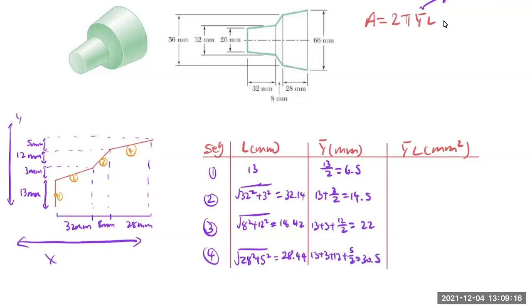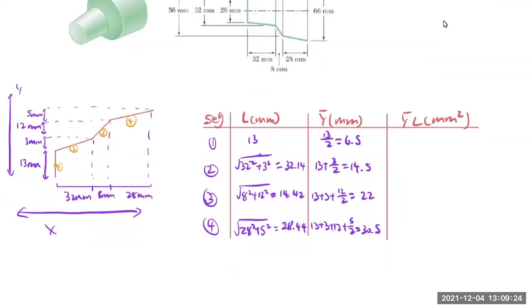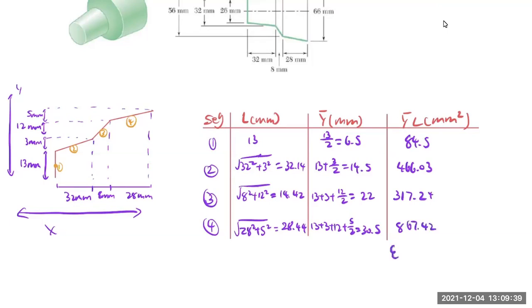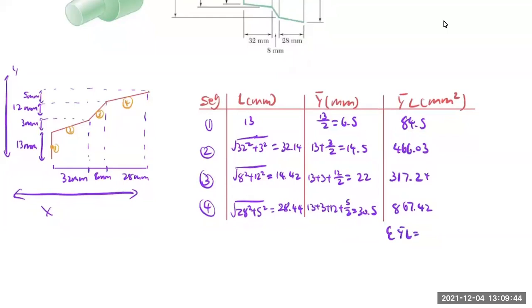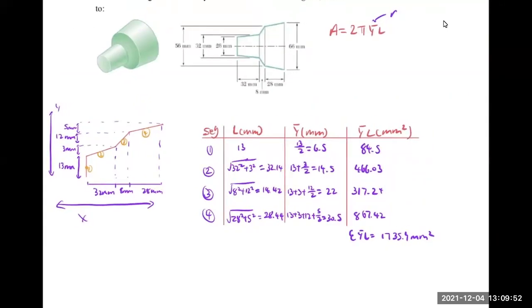Okay, and then the last column right here is basically the length multiplied by the y bar. So for segment 1, it'll be 84.5. For segment 2, it'll be 466.03. Segment 3 will be 17.24. And segment 4, 867.42. And then we sum all of them together. We get 1735.9 millimeter squared.